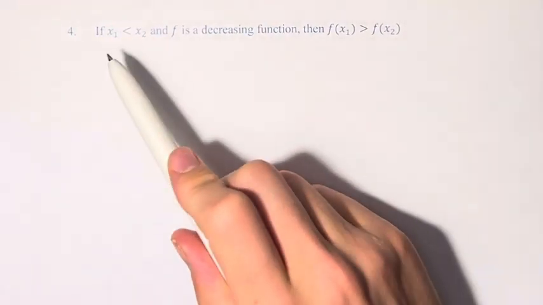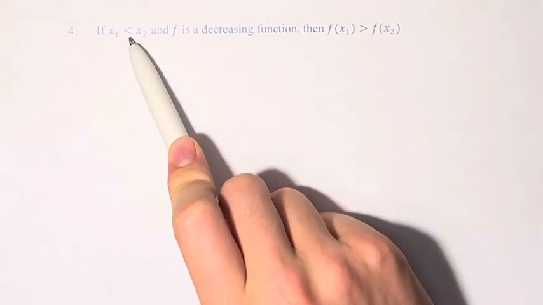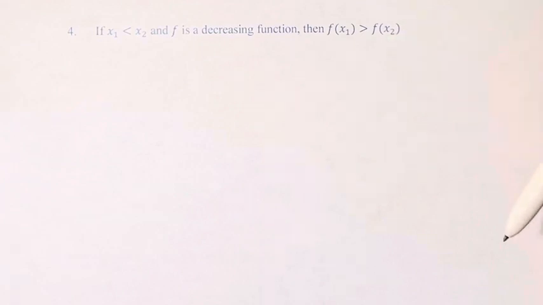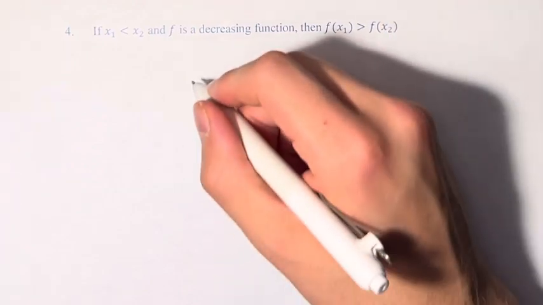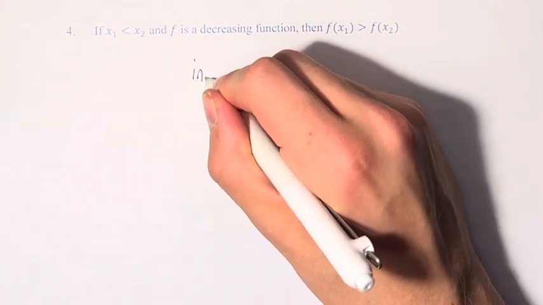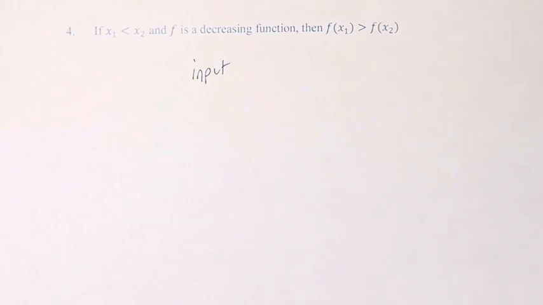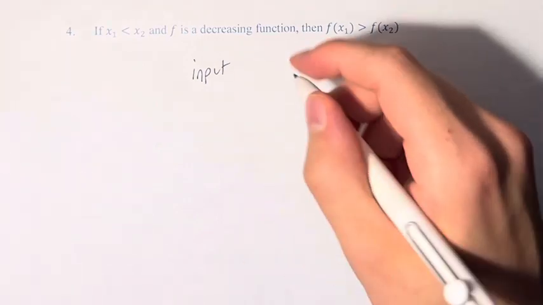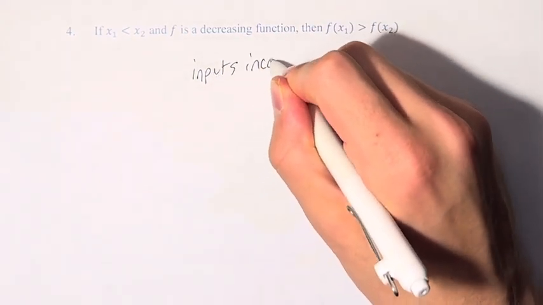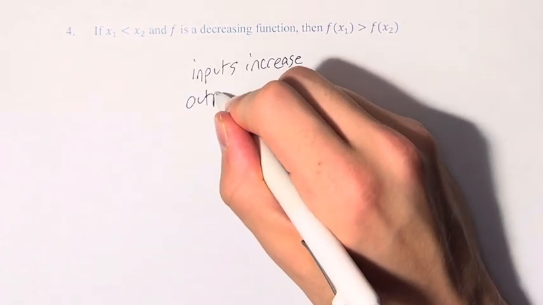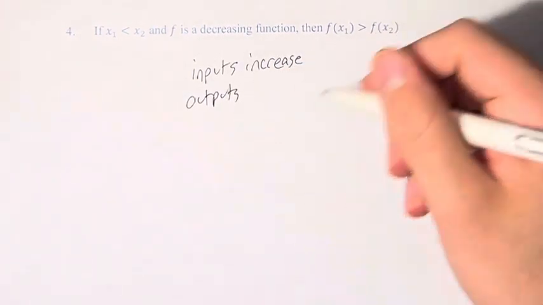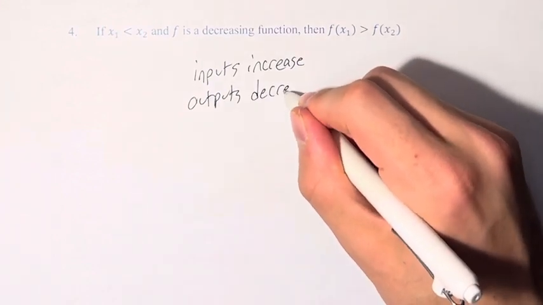In this problem, we're asked: if x1 is less than x2 and f is a decreasing function, then f of x1 is greater than f of x2. This is the definition of a decreasing function, which states that as the inputs, in this case x1, x2, and any other x, increase, the outputs, in this case f of x1, f of x2, decrease.